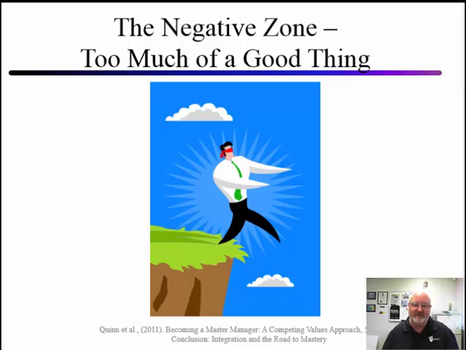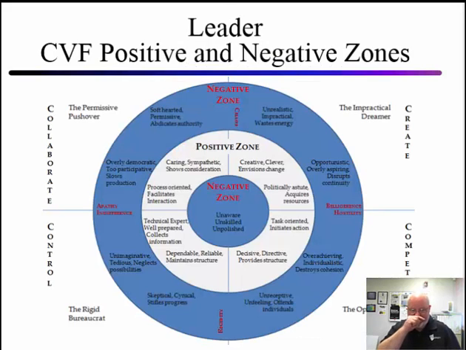We have a manager who is blindfolded, happily walking along, but little is he aware that he's going to walk over a cliff very shortly. Managers who have blinkers on, who aren't aware of their environment, will certainly be subject to this kind of fall. So let's have a look at the negative zones and the positive zones for each of the 4 quadrants that we've discussed previously in the CVF framework. And that's collaborate, create, compete, and control.